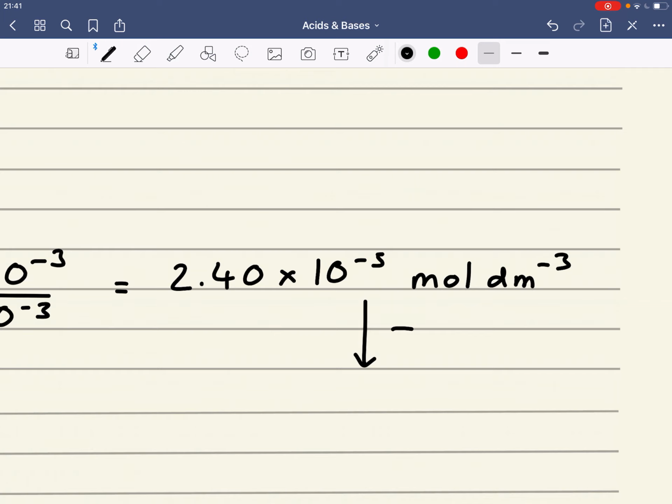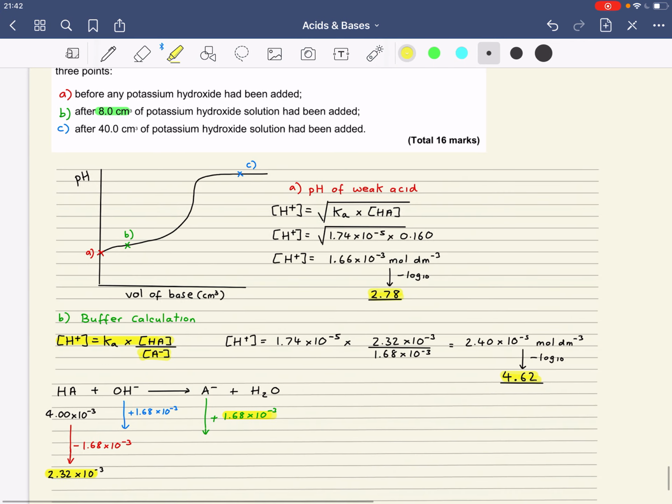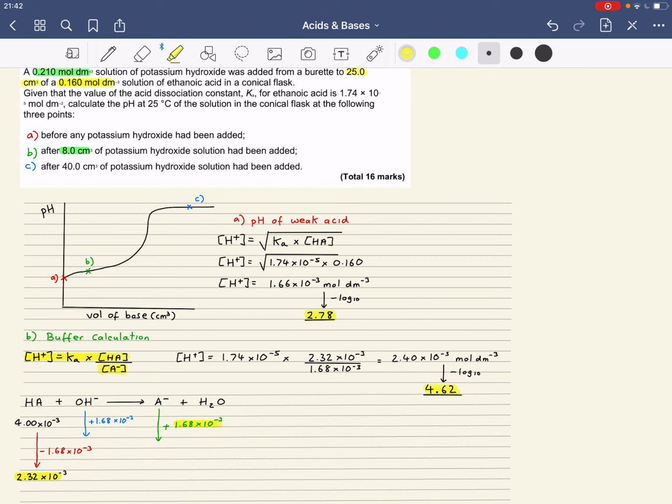And again, when I minus log to the base 10, the answer should get a pH of 4.62, and that would be the pH at point B. Again, I have been asked this question before. How do you know that you've got to use this equation? It's because if you've got a strong base added to an excess of weak acid, then you have to assume a buffer has been formed, and if you've got a buffer, you have to use this particular equation.